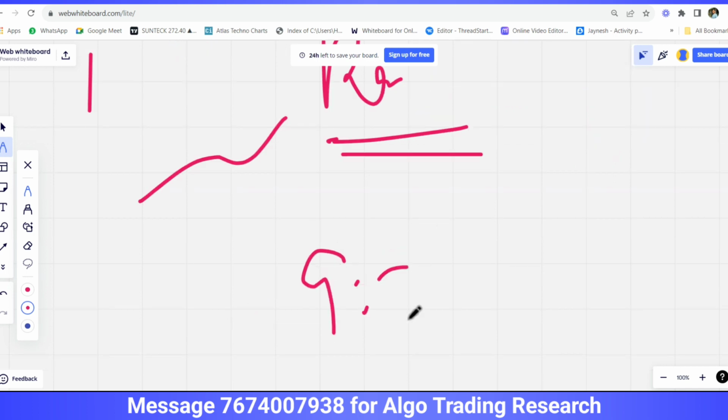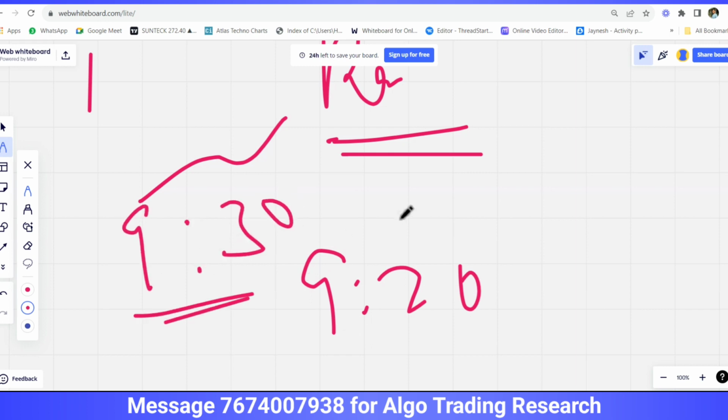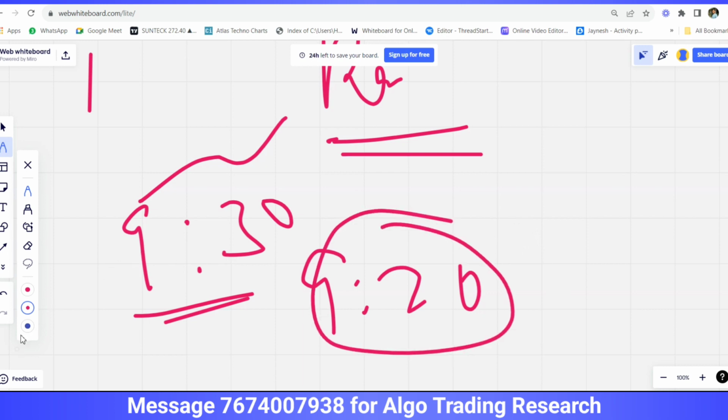If the range is from 9:20, don't log in at 9:30. Then it will calculate the range from 9:30. So your result and the backtested result, or your result and someone else's result trading the same strategy, will be different here.